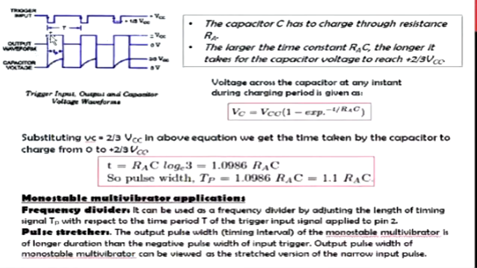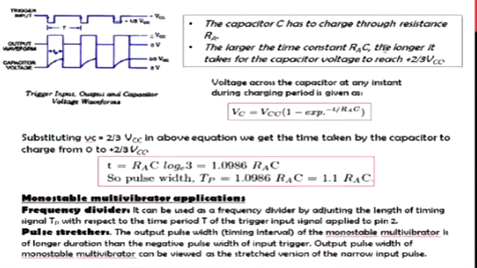Now the capacitor starts charging. It's charging towards plus VCC. But whenever it reaches 2 by 3 VCC, it has to discharge. So that means output goes to low state. Now it stays in the low state, and whenever there is a next negative-going triggering pulse with magnitude greater than 1 by 3 VCC, again output goes to high and the capacitor starts charging and so on.